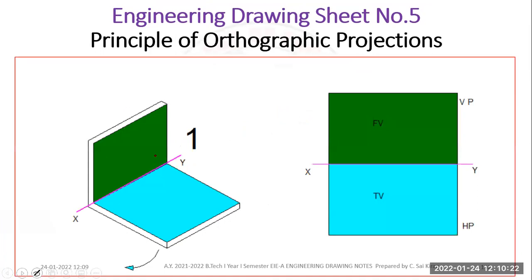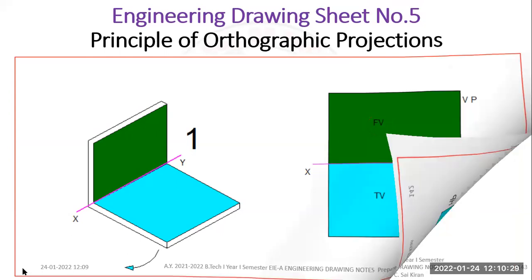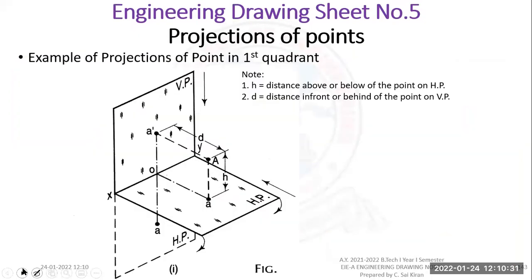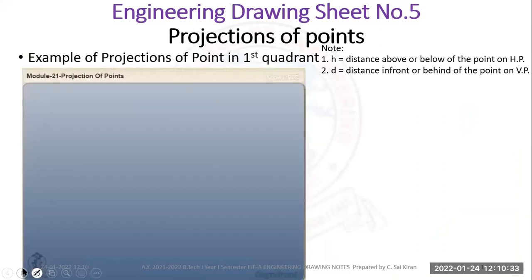So this is your first angle projection, and front view will be above the xy line and top view will be below the xy line.